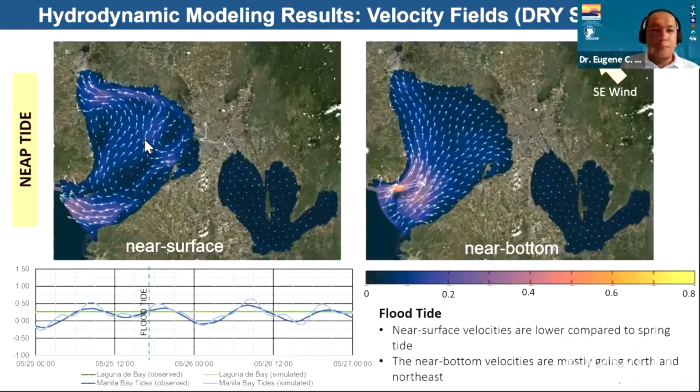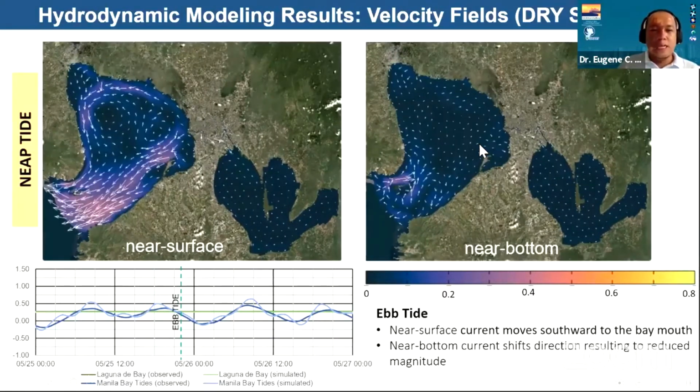Okay, and then we move on to the neap tide conditions during the dry season. So neap tide, this one is the lowest tidal range within the month, or within the tidal cycle. So you can see here that during the flood tide, near surface waters are moving upstream, but at a much lower current velocity as compared to the spring tide conditions, and the near bottom is also moving inside. Then during the ebb tide conditions, moving out of the bay, and then the near bottom is still moving in, but at a more sluggish or slow velocity distribution.